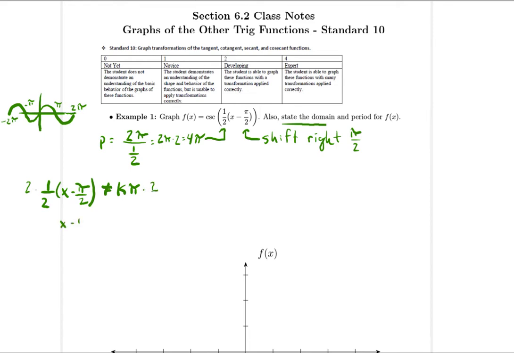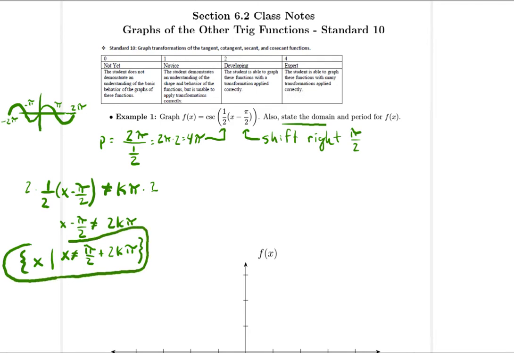So we have x minus pi over 2 does not equal 2k pi. And then, therefore, x is not equal to pi over 2 plus 2k pi. And we introduced this idea of set notation before, so to make it a little fancier, we could say x such that x does not equal pi over 2 plus 2k pi. So this here is our domain that it's asking us to produce. All right. And we've got these things here set.